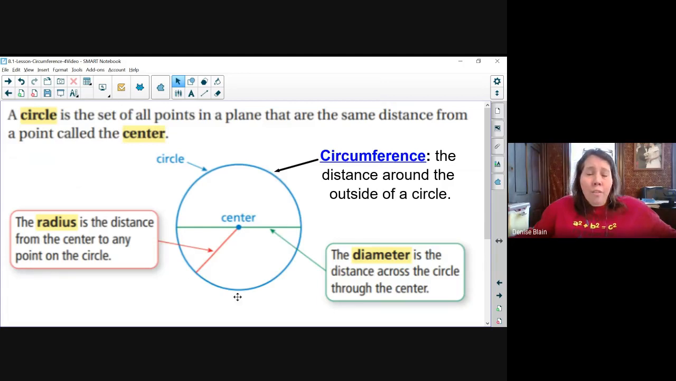First off, the distance around the outside of the circle is called the circumference. In other shapes, we refer to this as the perimeter. The center of the circle to the outside edge, that distance is known as the radius. And then this green line here goes from one end of the circle to the other and passes through the center. That's called your diameter.